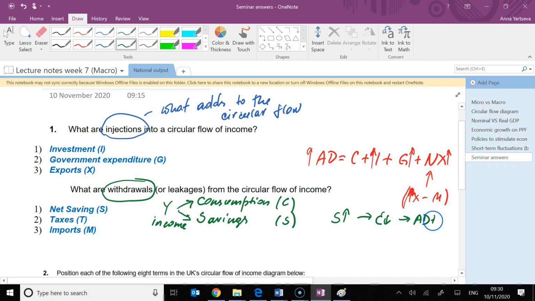So strictly speaking, it's not really good for the economy in the short term to have a high savings rate, because basically it reduces aggregate demand.